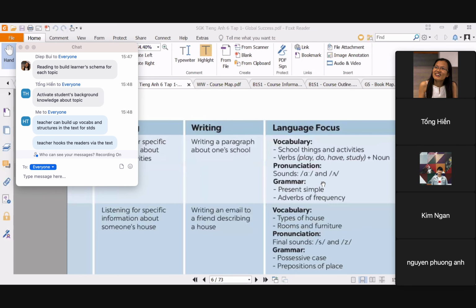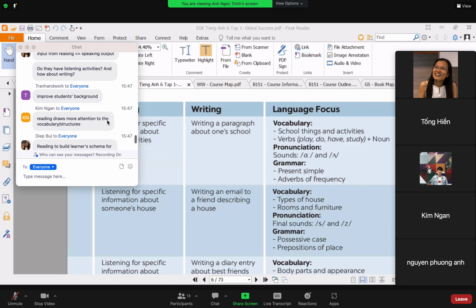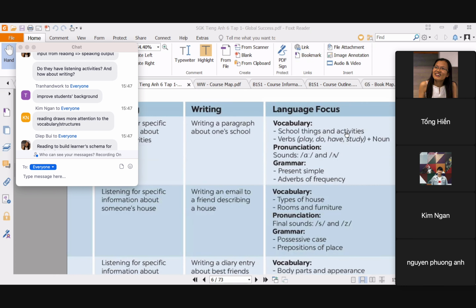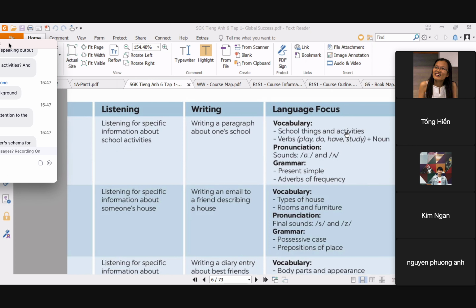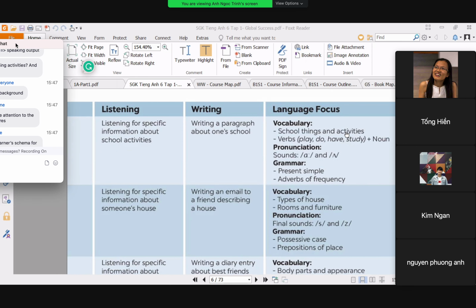But listening and language focus. Why do they put the language focus here? Normally some courses put language focus at the beginning. Why do they put it at the end? And listening and writing. They put listening here and writing here. Why? Can you explain the flow?